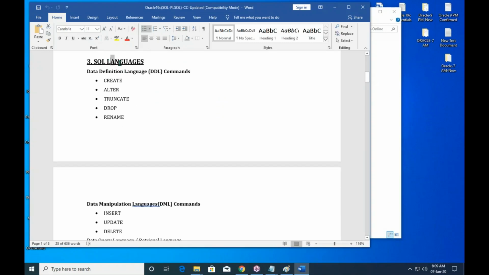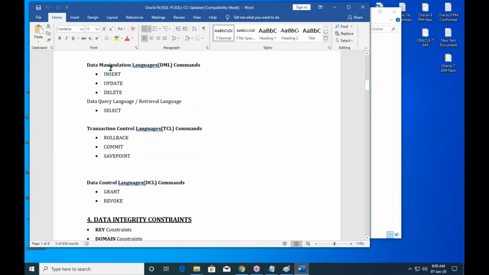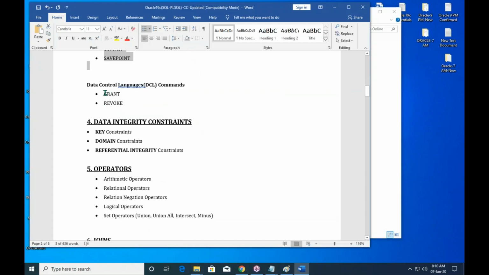Next, in the SQL, what are we learning? DDL commands: create, alter, drop, truncate, rename. What are DML commands? Data manipulation language: insert, update, delete. What is the DQL command? Data query language, the select command. TCL commands: rollback, commit, savepoint, all different types of commands, and DCL commands.